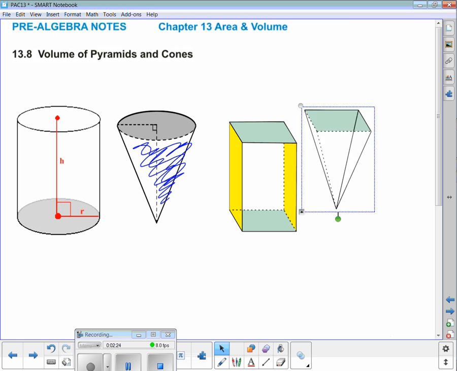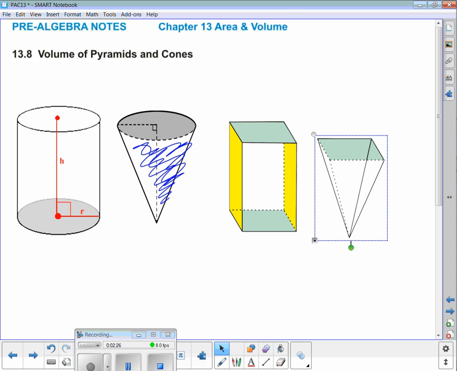Whether it's a cone or a pyramid, a cone filling up the corresponding cylinder, same area of the base, same height, both for the cylinder and the cone. Pyramid, same thing, same area of the base, same height. How much is it going to fill up either the cylinder or the pyramid? Any thoughts? How much would it fill it up? Nick?